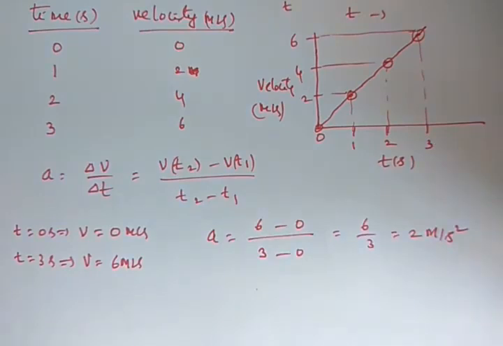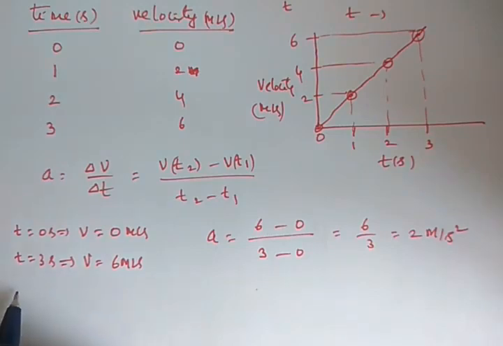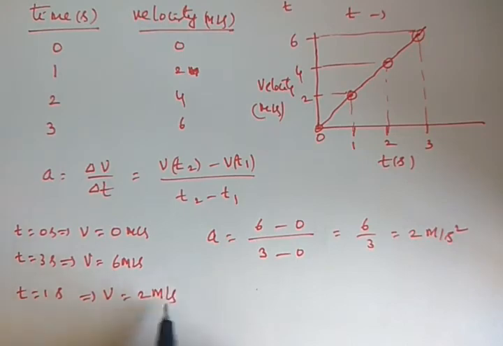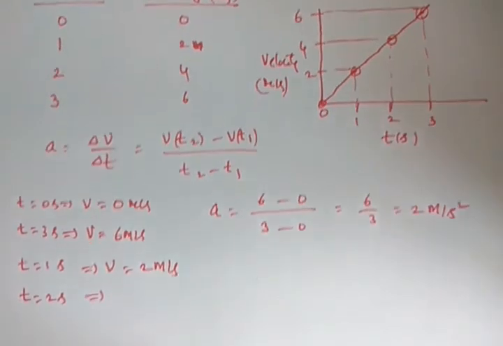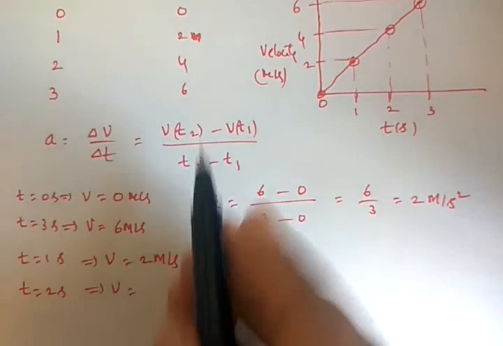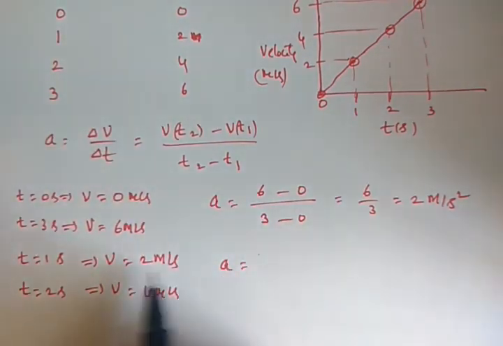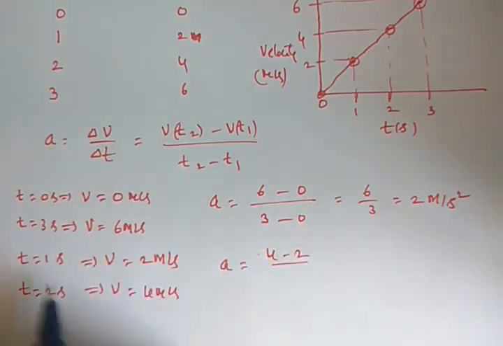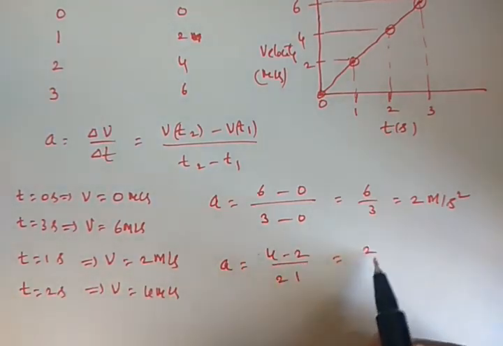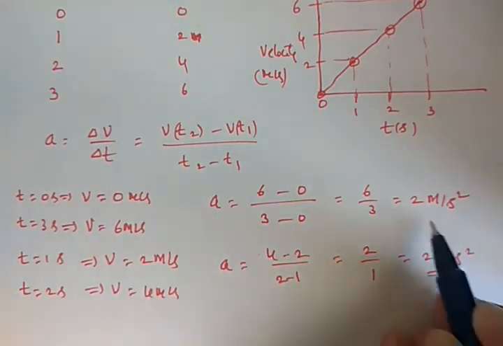Similarly, you can compute the average acceleration between time t is 1 and time t is 2. When time t is 1 second, its velocity is 2 meter per second, and when time t equals 2 seconds, its velocity is 4 meter per second. Then average acceleration equals 4 minus 2 by 2 minus 1, that is 2 by 1, that is 2 meter per second square.